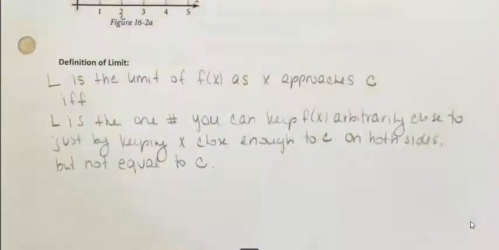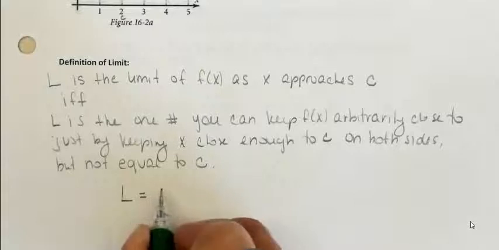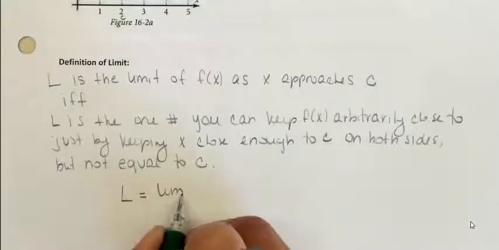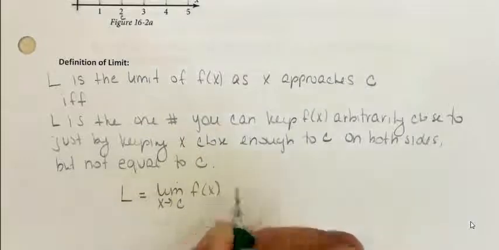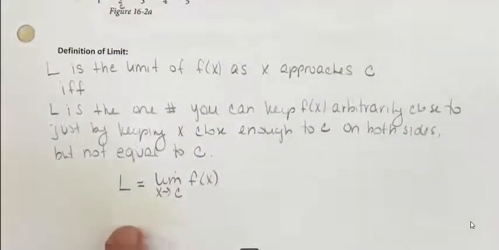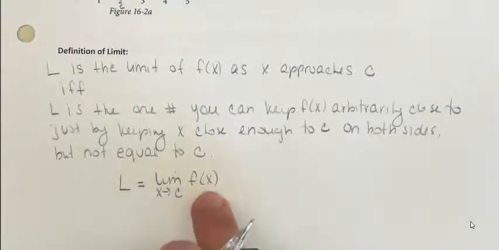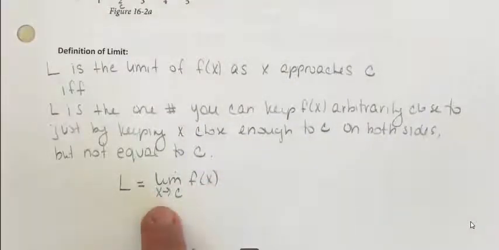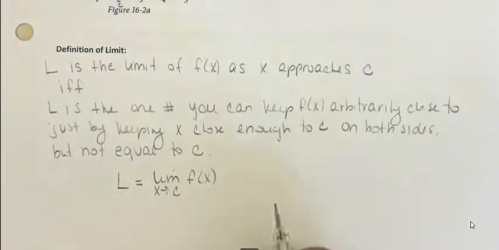The way that we actually write it, and the way that we say it too, is L equals the limit as x approaches c of f of x. Okay, so that's really important. So once again, L equals the limit as x approaches c of f of x. If that's hard for you to remember, you're going to want to write it down. Okay, and so graphically, what does this mean?